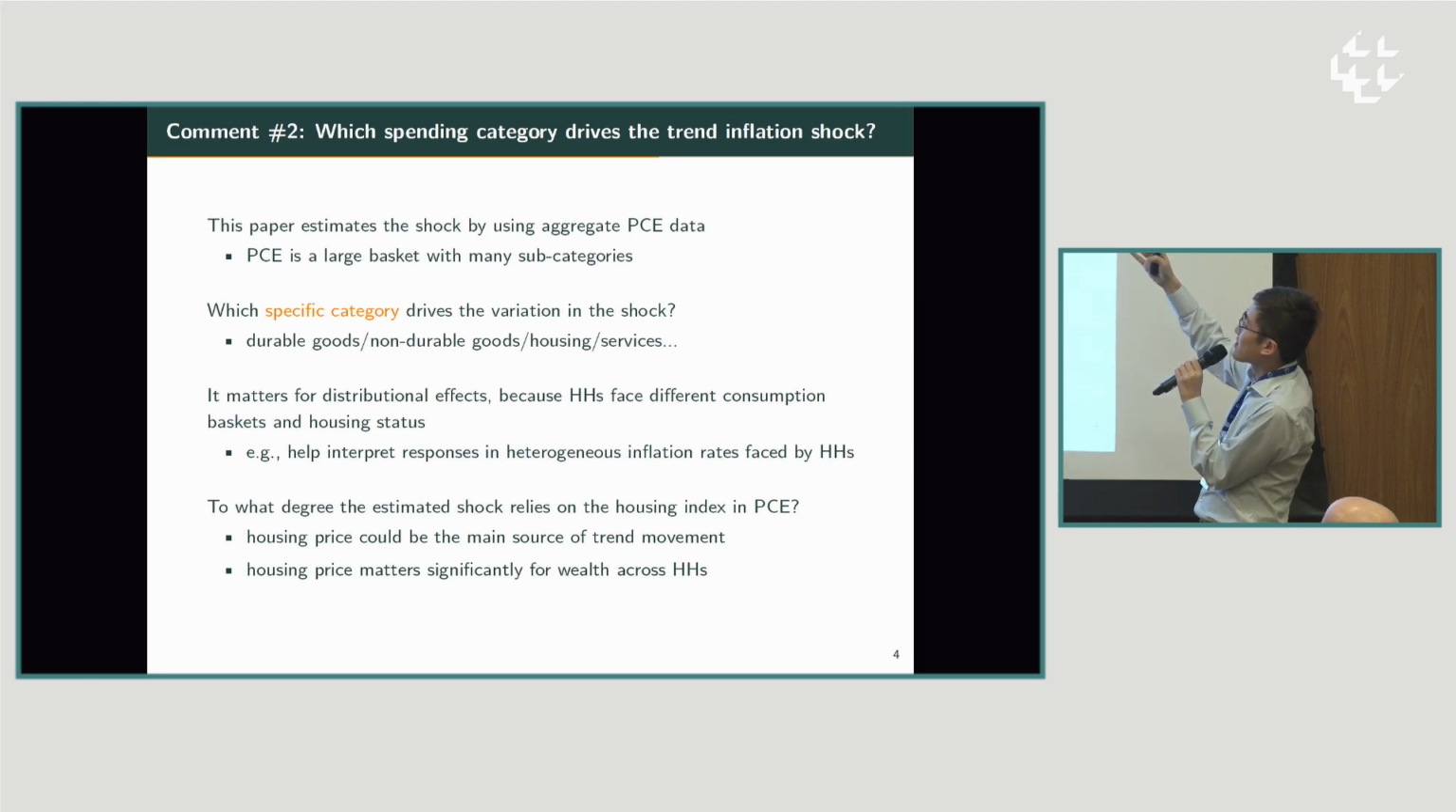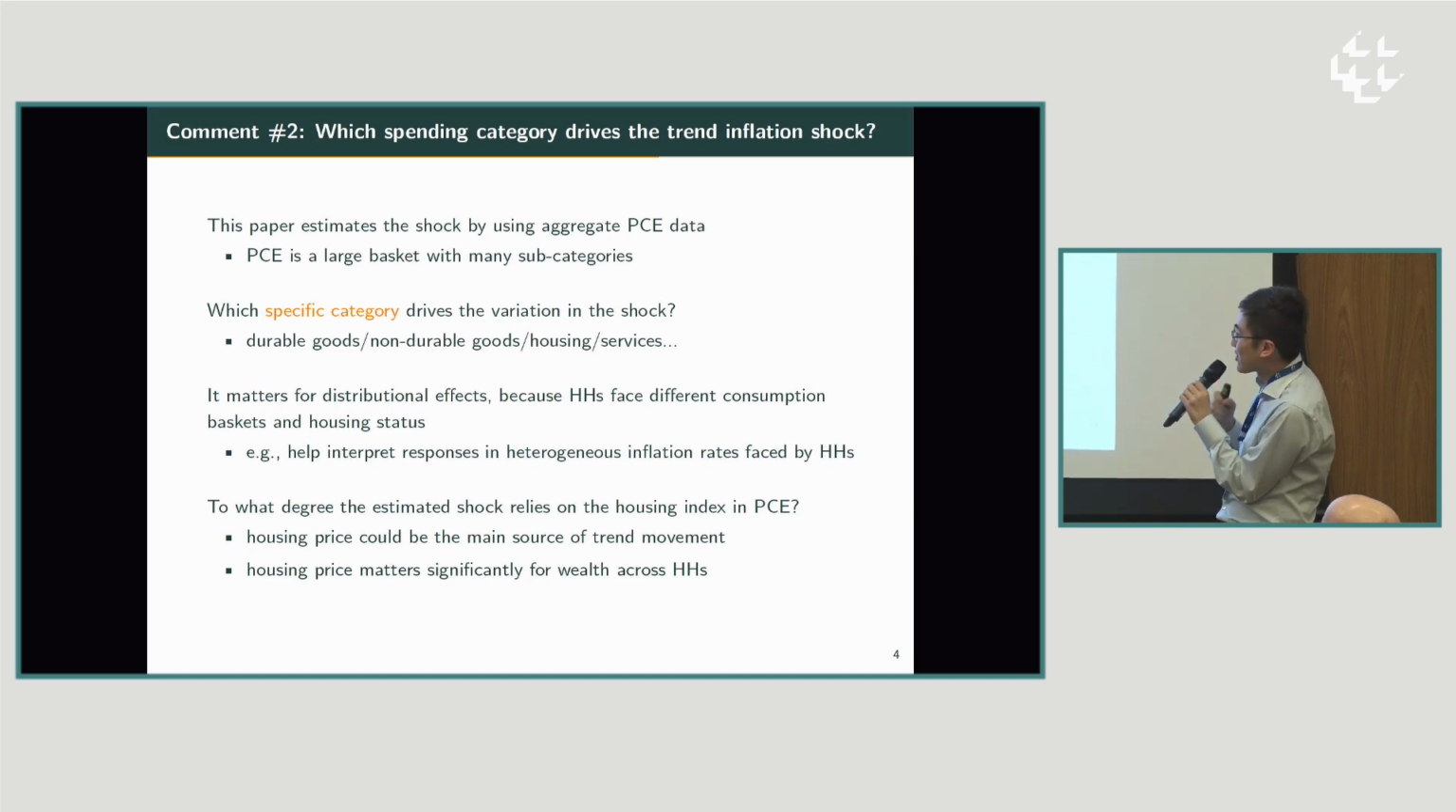If, for example, the trend inflation shock really is the housing part, then this shock basically reflects the housing part. If it comes from durable goods or non-durable goods, that could have different implications for the household consumption basket and also housing status. And it could also help to interpret the response found in the paper when you're looking at the heterogeneous inflation rates faced by the households.